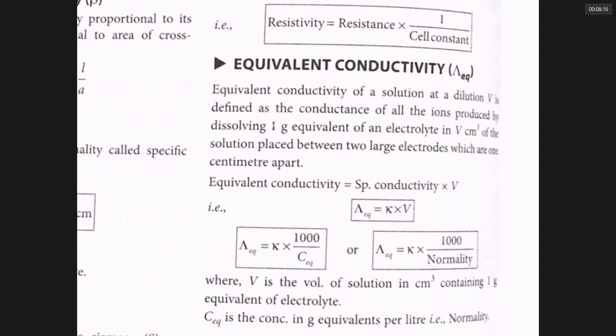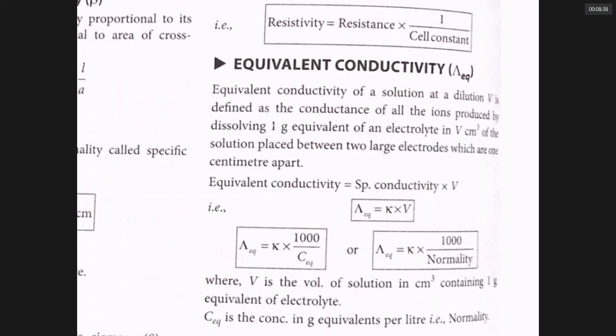Notice that equivalent conductivity is equal to specific conductivity into V. Because specific conductivity is the conductance representing 1 centimeter cube, whereas the equivalent conductivity is conductance representing V centimeter cube. Therefore, equivalent conductance is equal to kV.